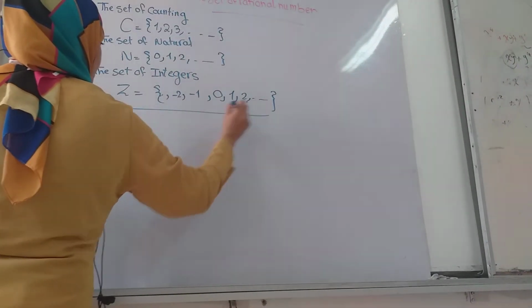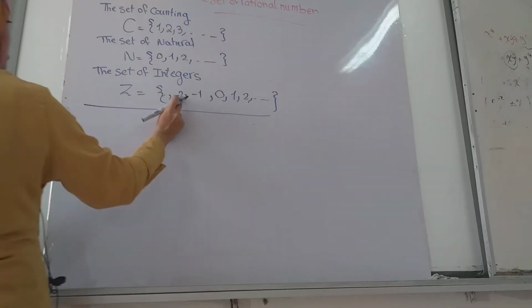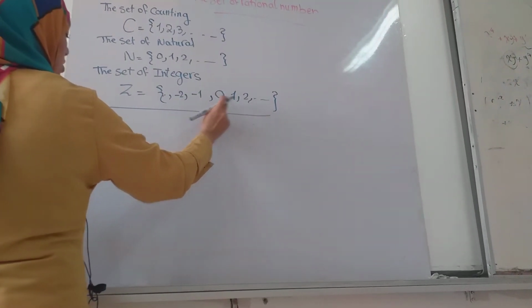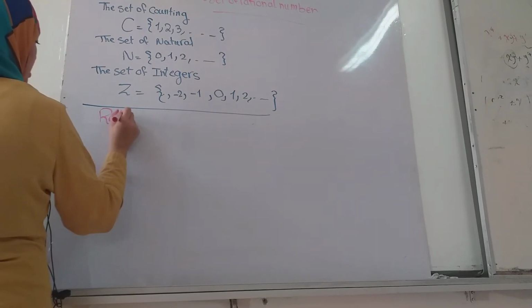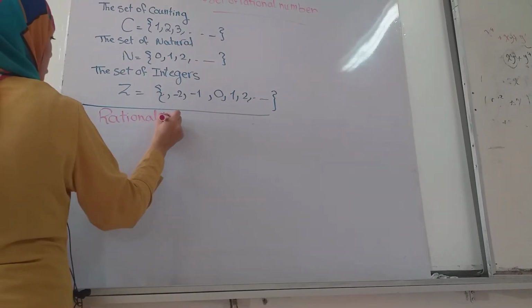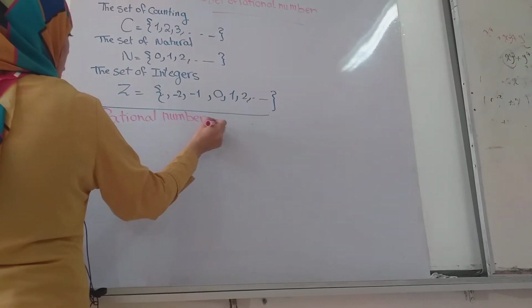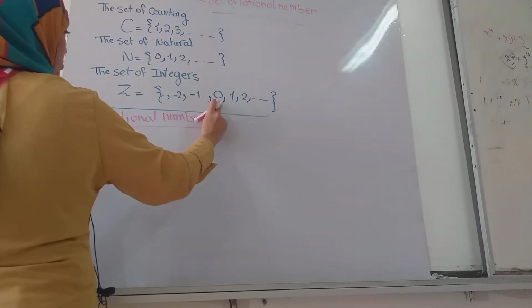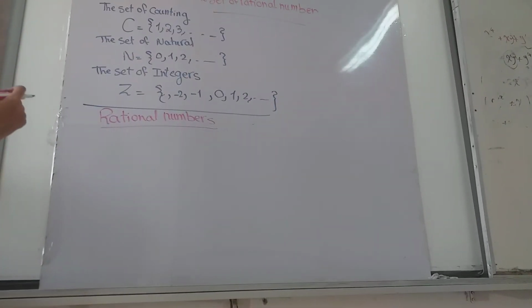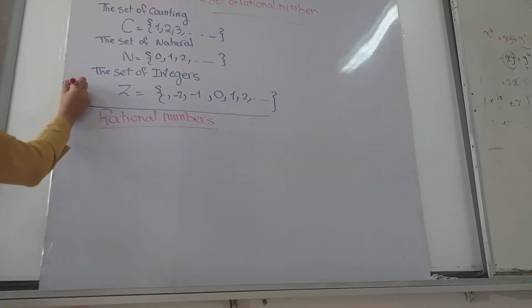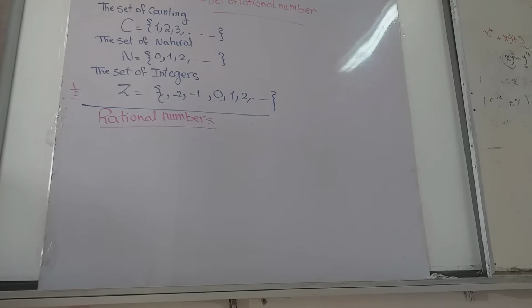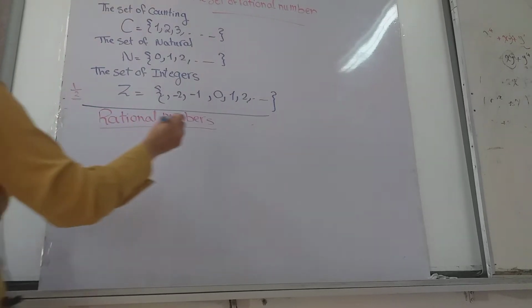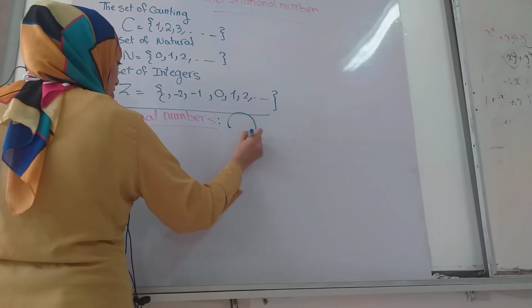Can't stop. Now, between -2 and -1 and between 0 and 1, we also have numbers. What are these numbers? These numbers are called rational numbers. For example, between 1 and 2 or between 0 and 1, there is a half, a quarter. We took all of this before. The half, what do we call it? Integers, natural or counting? No, it's called a rational number and symbolized by Q.